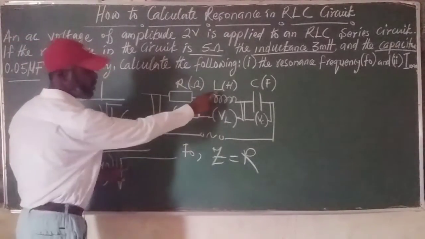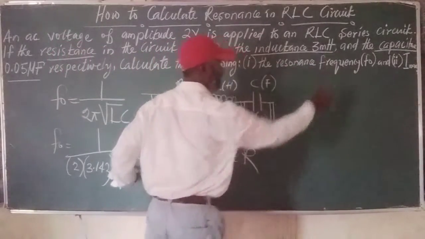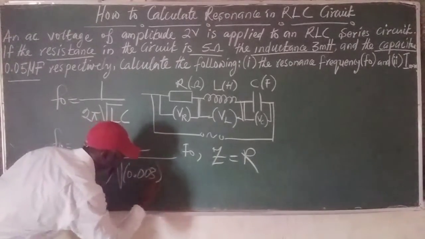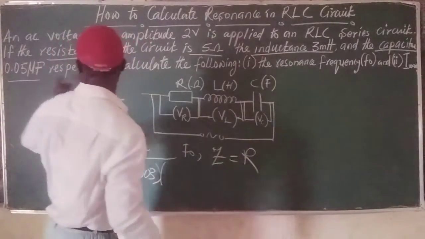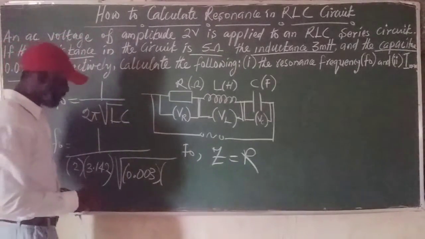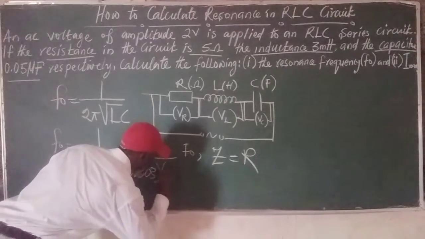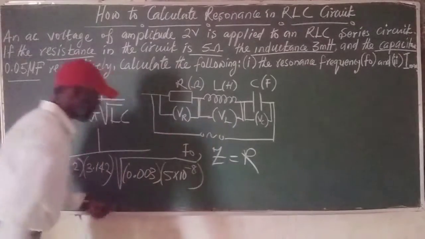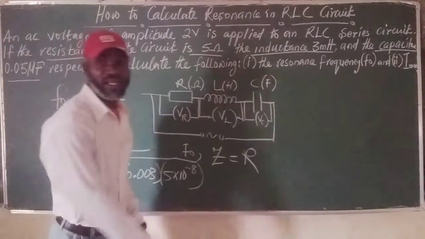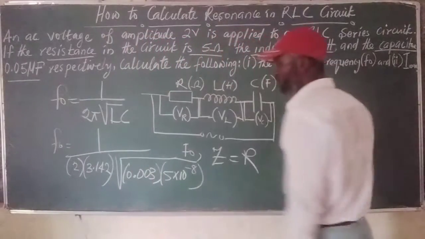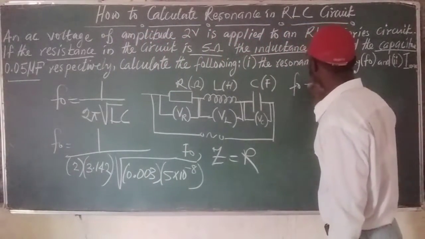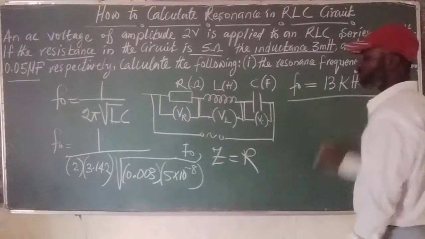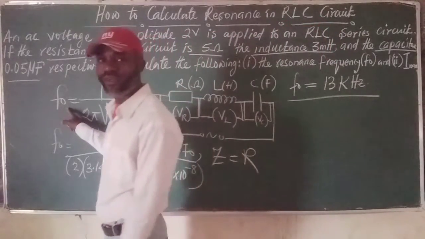So for inductance, we have 3 millihenry, which will be converted as 0.003, bracket close. We open again. Then for the capacitance, we have 0.05 microfarad, and that should be 5 times 10 raised to the power of minus 8 farad, right? By the time we clear this simplification, we have that F0, that is the resonance frequency, is given as 13 kilohertz.